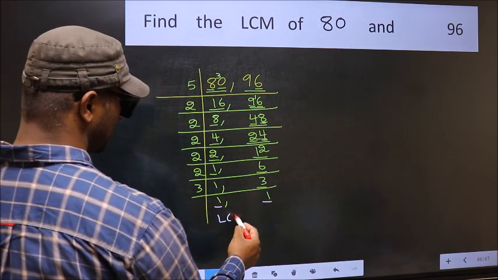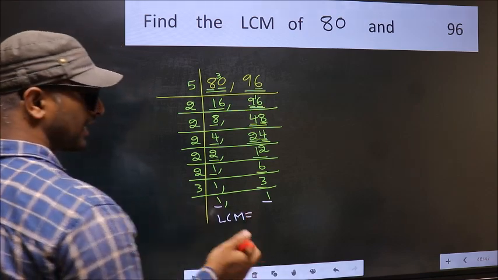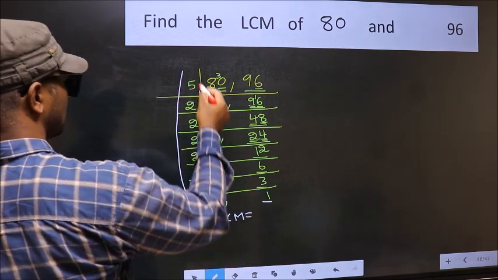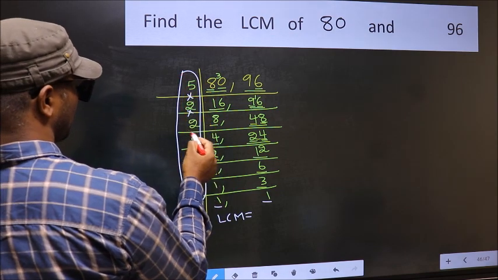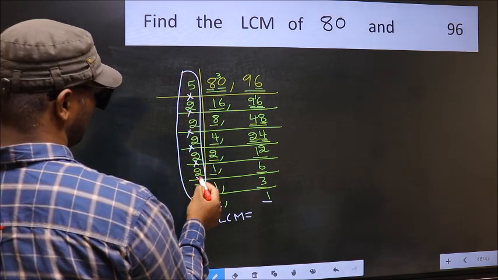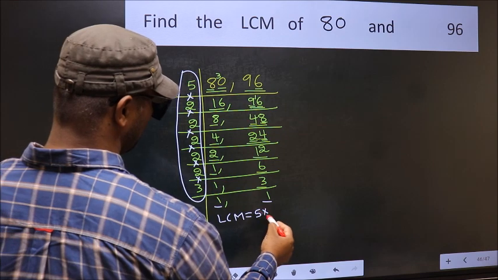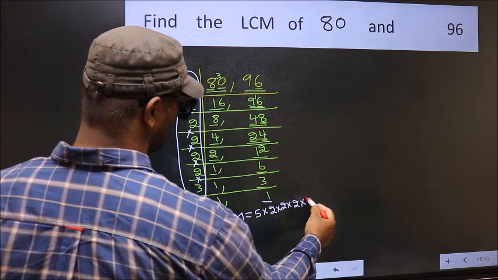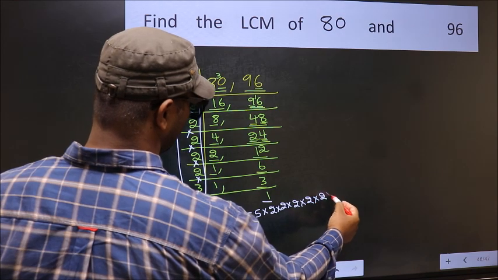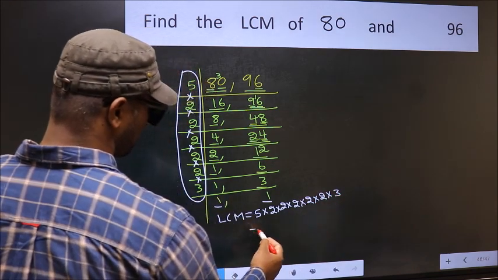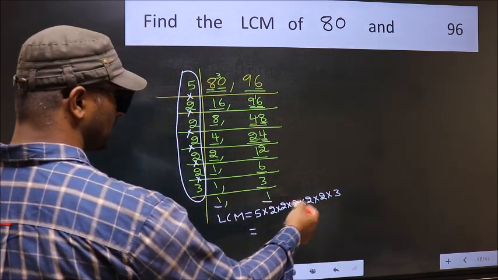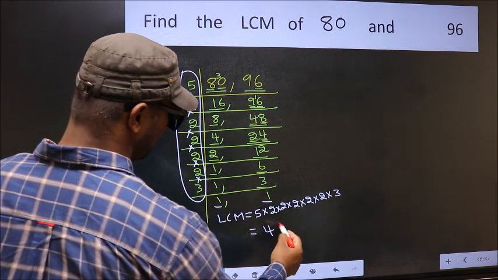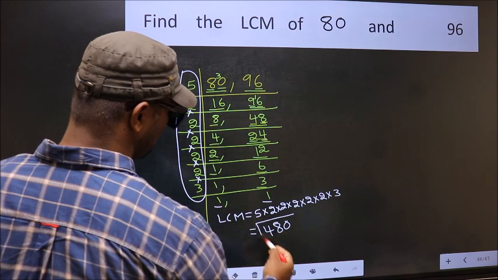So our LCM is the product of these numbers, that is 5 into 2 into 2 into 2 into 2 into 2, finally into 3. When we multiply these numbers, we get 480 as our LCM.